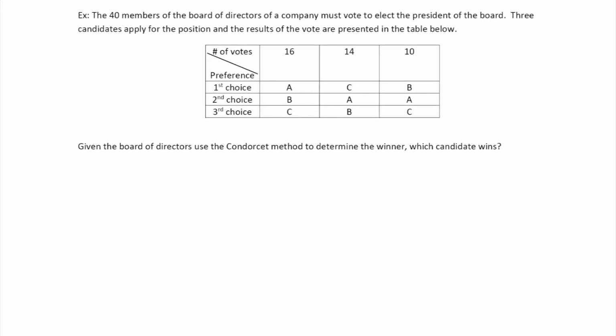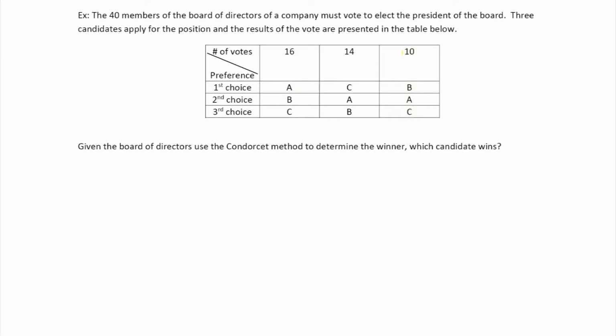So like the previous two methods, we have a ranked ballot type of situation. In this case, we've got 3 different ballot rankings. 16 people ranked A first, B second, and C third. Similarly, 14 people ranked C first, A second, and B third. And finally, 10 people ranked B first, A second, and C third. Let's see how the Condorcet method works out.